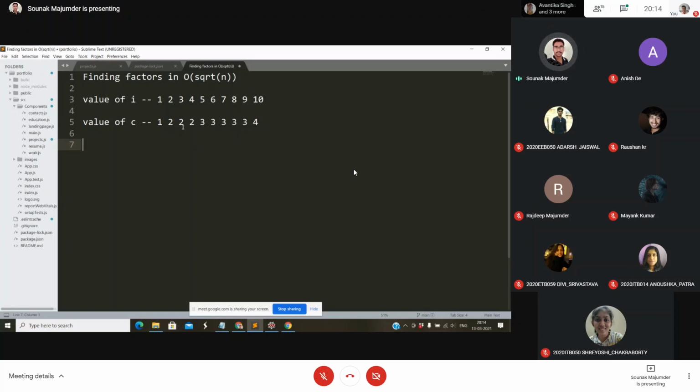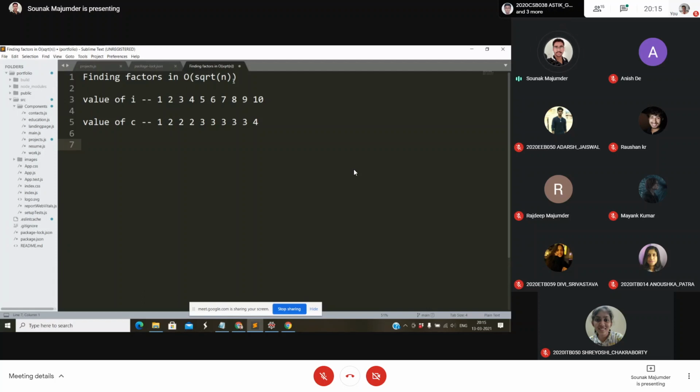But if you see how many times the loop is running, for n equals 10, I have to run the loop 10 times. So it's of the order of O of n. But this is very high complexity in some problems, because in most problems you have to run it in O of log n or O of square root of n time. So now we will talk about how to find it in O of square root of n complexity.